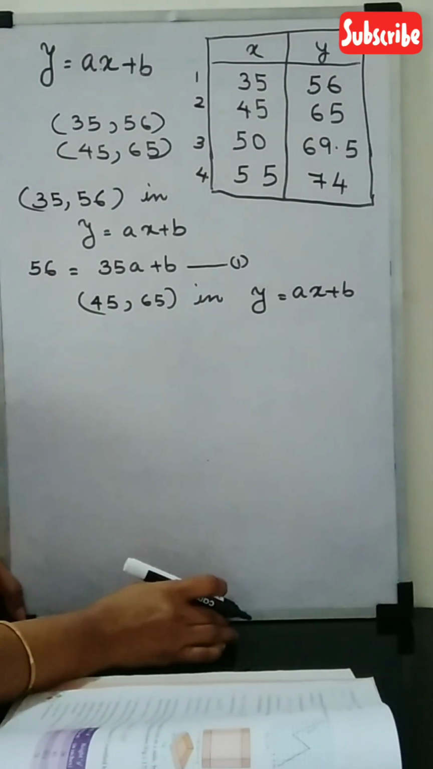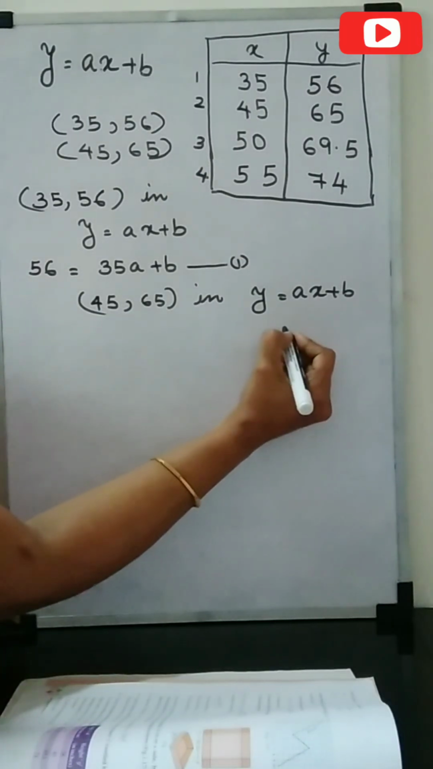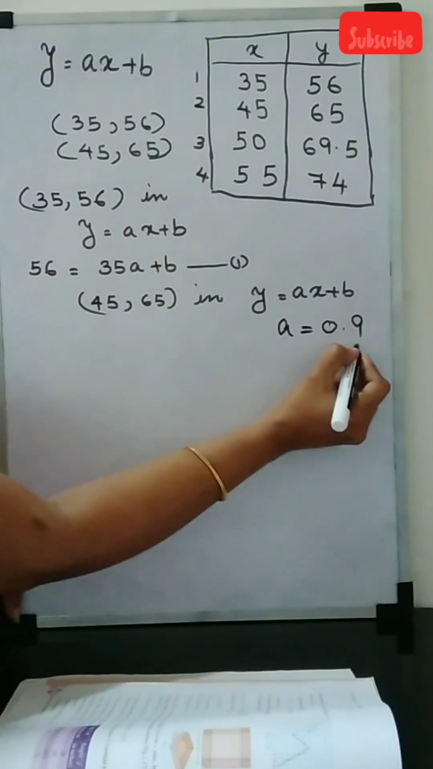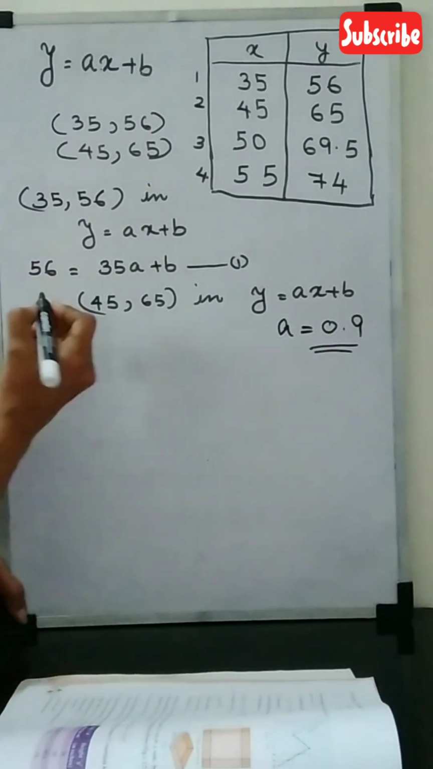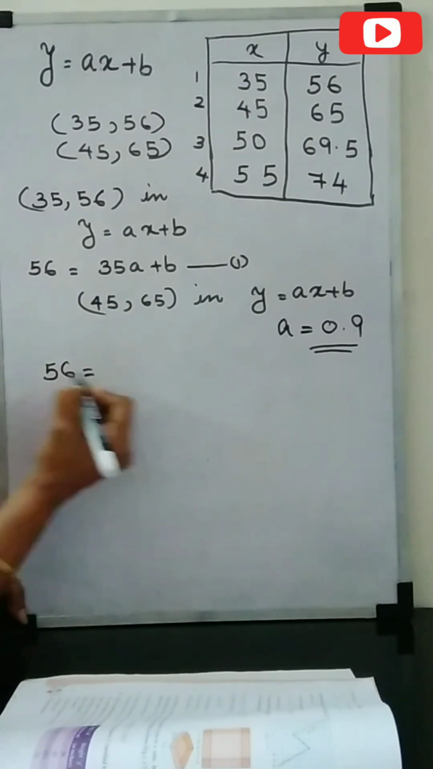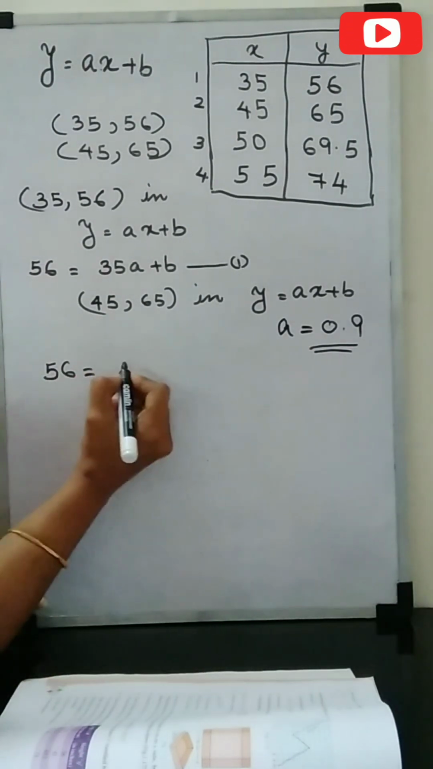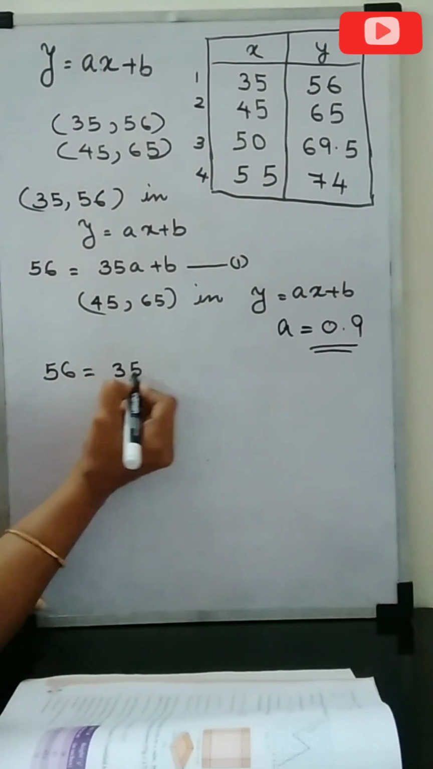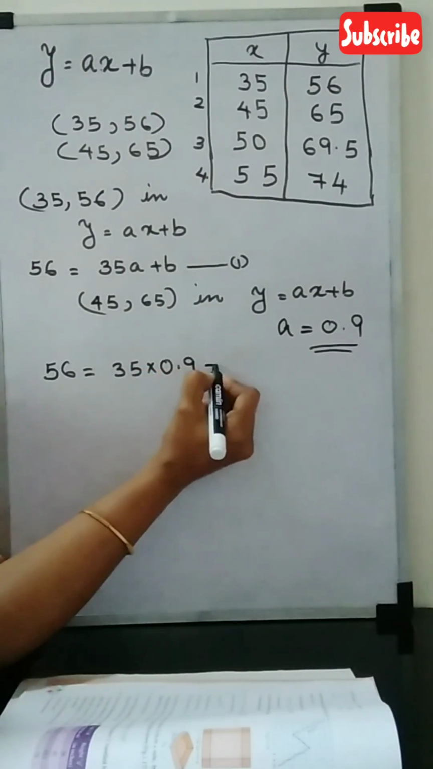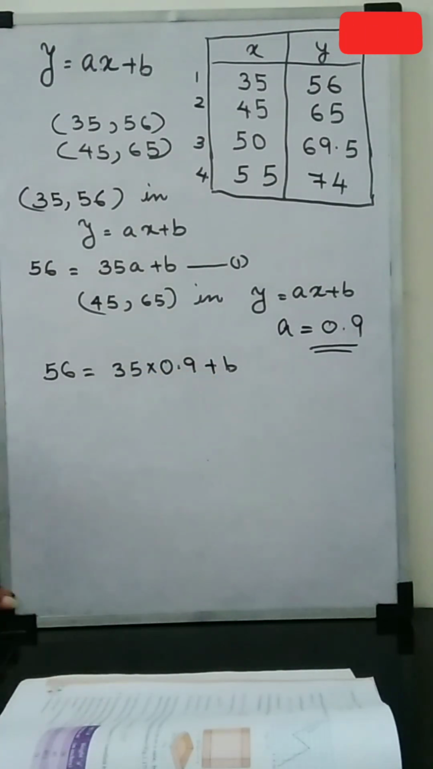So let us put the value of a in equation number 1. What was our a? a is equal to 0.9, which we got. Okay. Now, when we put the value of a here, what will come? 56 is equal to 35 into 0.9 plus b. Isn't it?